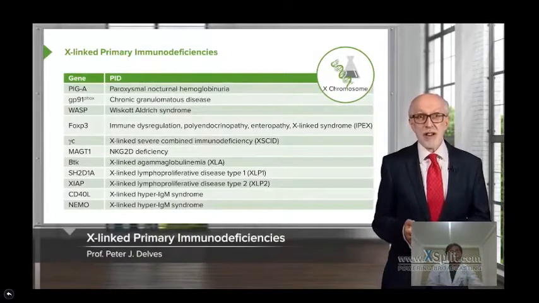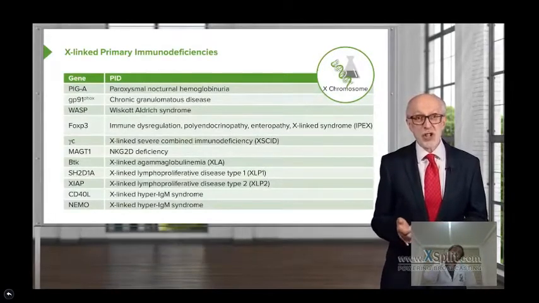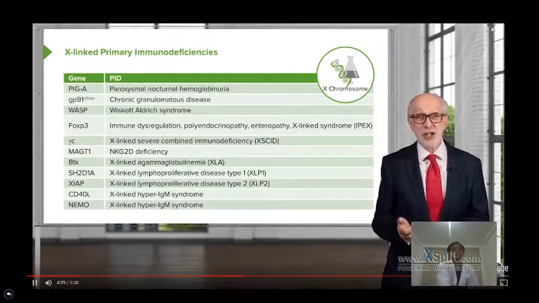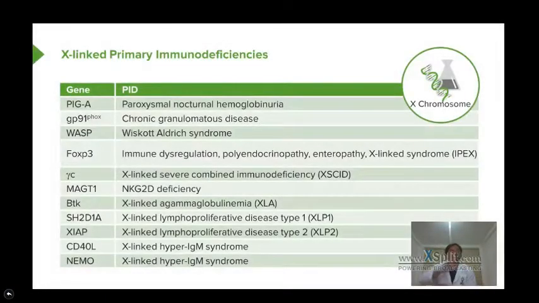As already mentioned, quite a few primary immunodeficiencies are caused by genes that are present in the X chromosome, and therefore these diseases are more common in boys. And here's a list of some of the X-linked primary immunodeficiencies. And as you can see, there are a number of these. And we will be discussing some of these a little later in this lecture.